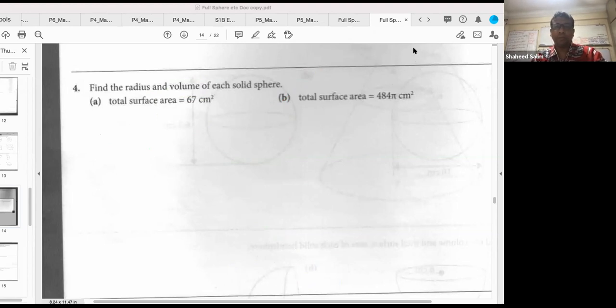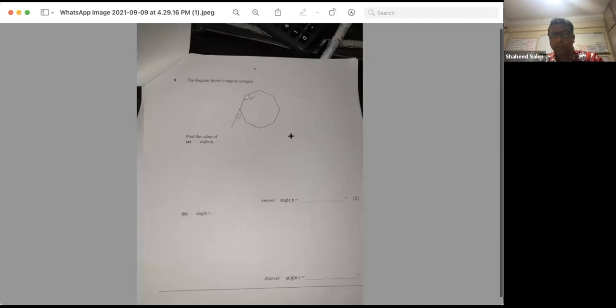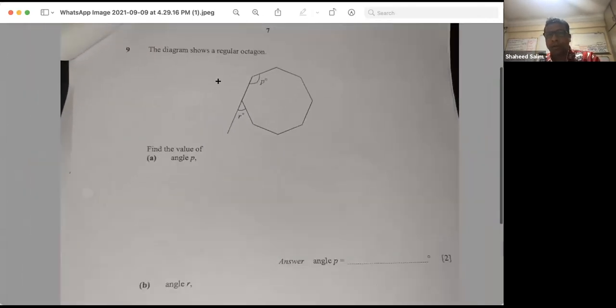Hold on. This one. Hold on. Are you seeing a polygon here? Can you see a regular octagon? Is this one?